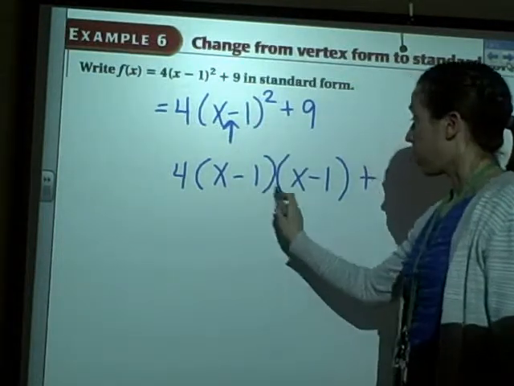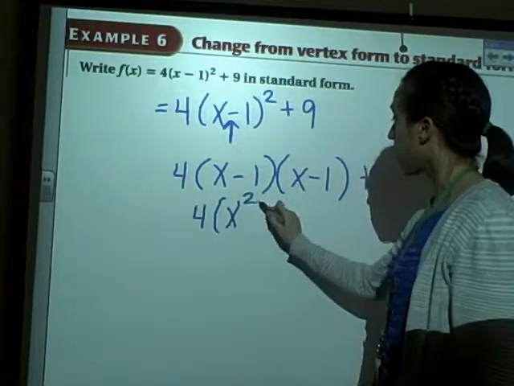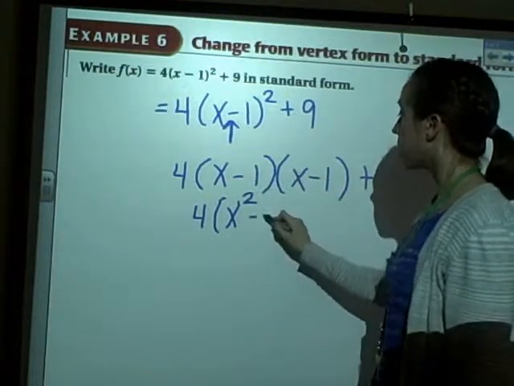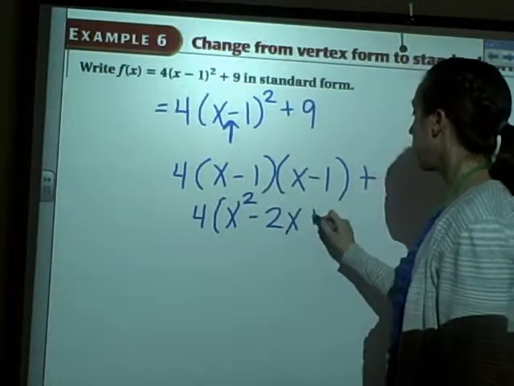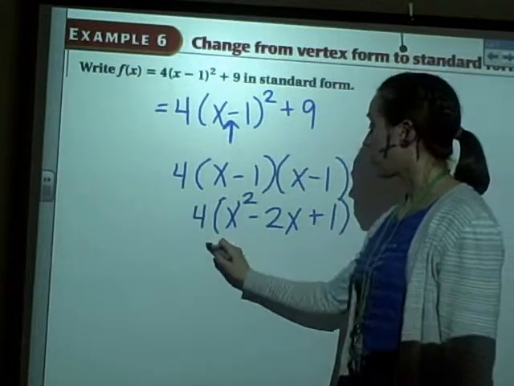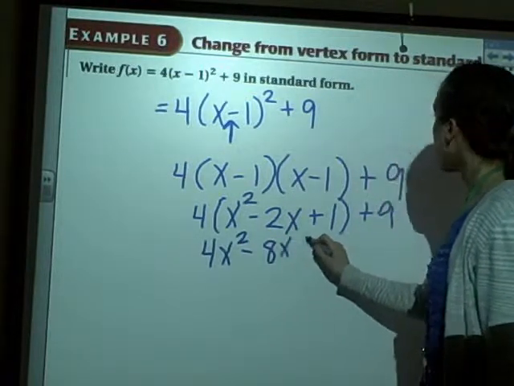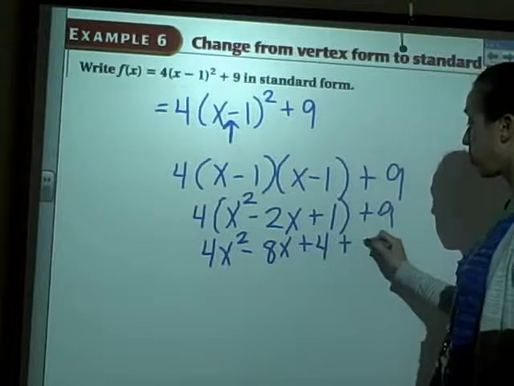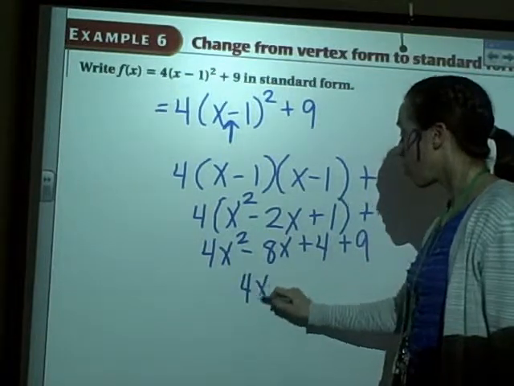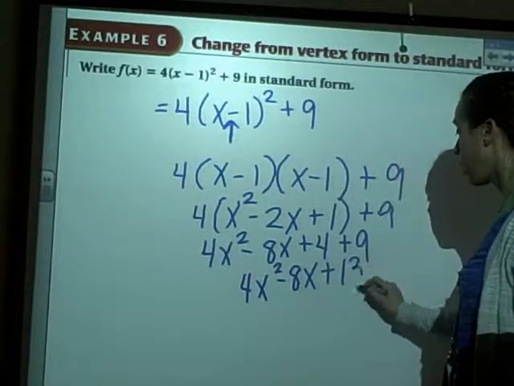So again, we're going to FOIL first. We get 4 times x squared minus 1x gives me negative 2x plus 1 plus 9. We distribute our 4x squared minus 8x plus 4 plus 9. Very last thing is I have to add those guys. 4x squared minus 8x plus 13.